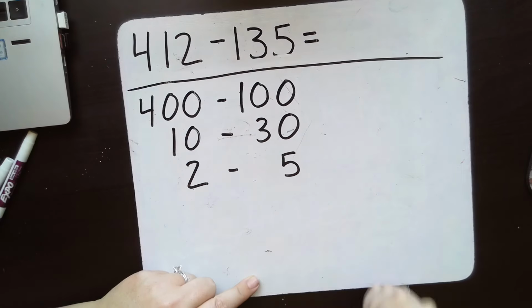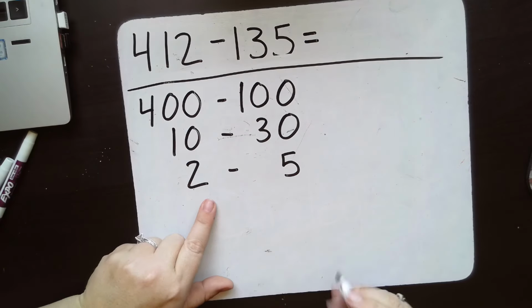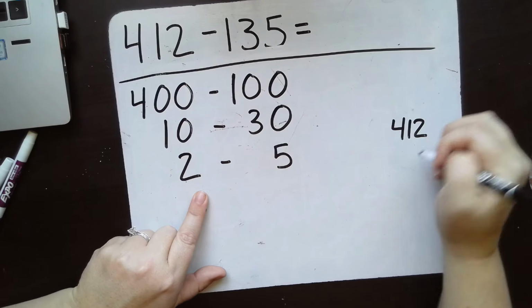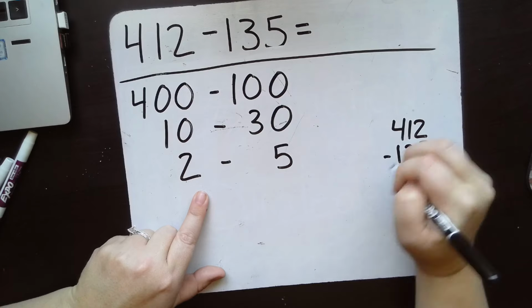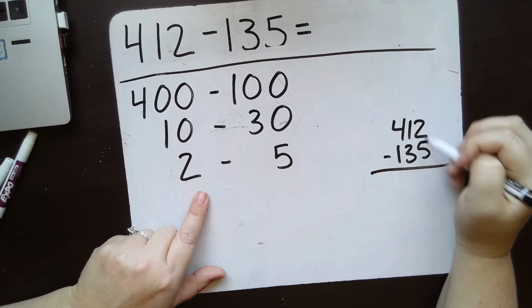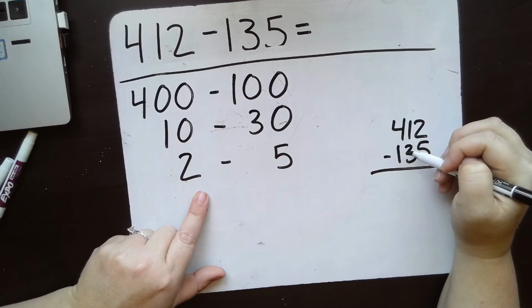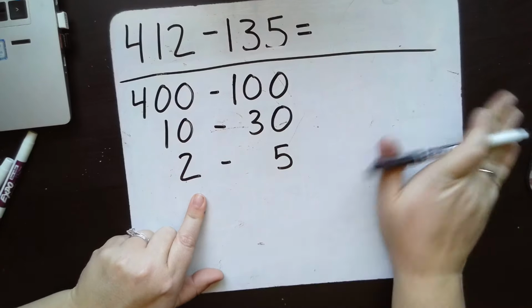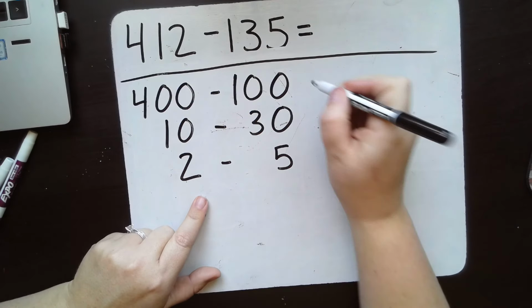Parents, I know this does look like an extra step, but this is the exact same step as if we were to do it like this and stack it up. We are still looking at 2 ones and 5 ones, 1 ten and 3 tens, 4 hundreds and 1 hundred. So it's the same concept. We're just spreading it out so our brains understand it a little bit more. Okay, so let's go ahead and start our subtraction.